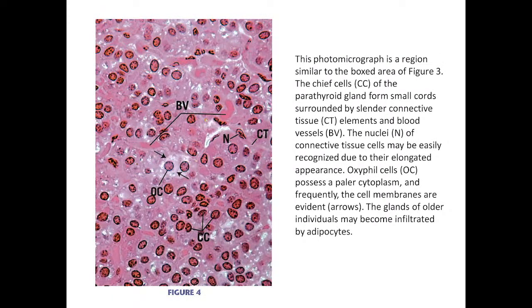This photomicrograph is a region similar to the boxed area of figure 3. The chief cells of the parathyroid gland form small cords surrounded by slender connective tissue elements and blood vessels. The nuclei of the connective tissue cells may be easily recognized due to their elongated appearance. Oxyphil cells possess a pale cytoplasm, and frequently their cell membranes are evident (arrows). The glands of older individuals may become infiltrated by adipocytes or fat cells.